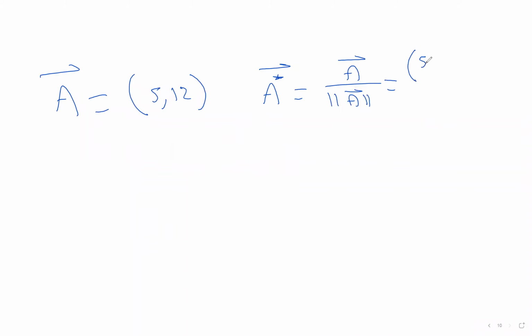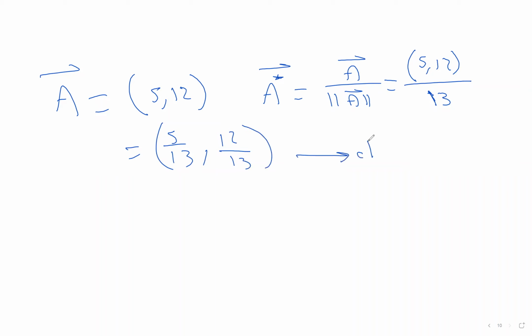And you can multiply it according to the vectors. If the vector is 5 and 12, and we need to get A star, A star is the vector A over the norm of A. The vector is 5 and 12, and its norm is 13. So it will be 5 over 13 and 12 over 13.